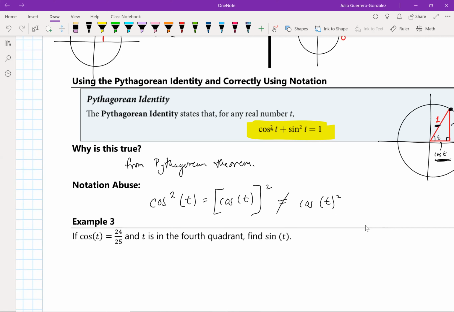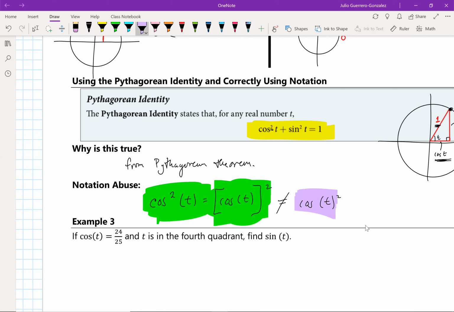Does that make sense? So this is where the parentheses make a big difference. If you want to write this, that's fine. If you want to write this other one, that's fine. But know that that is not the same as this over here, whereas in this one, the square only hits the t and not the cosine. Got it?